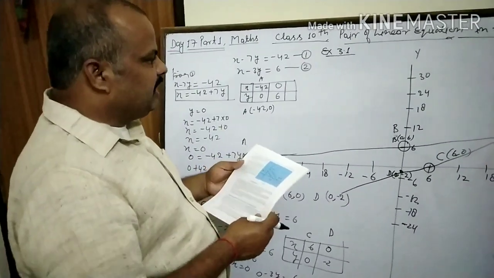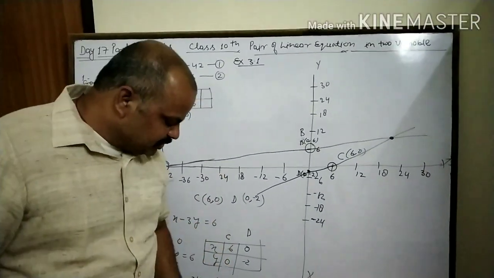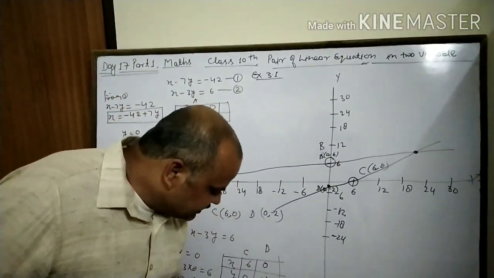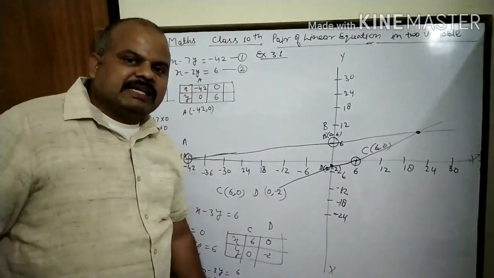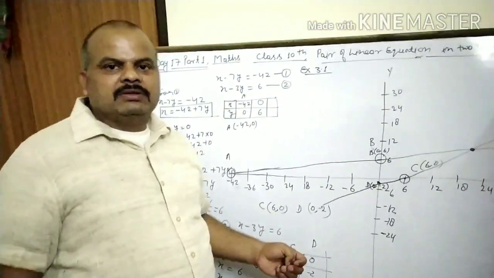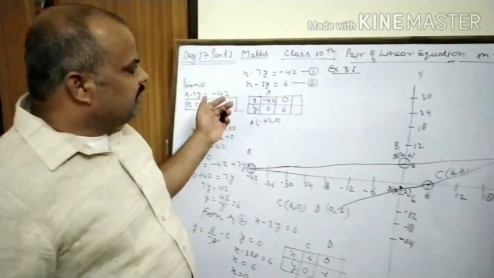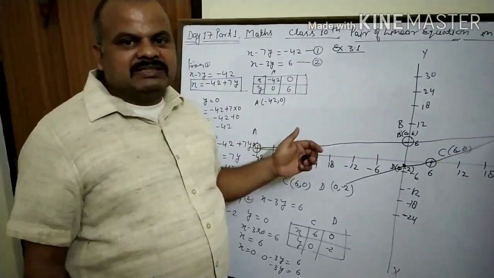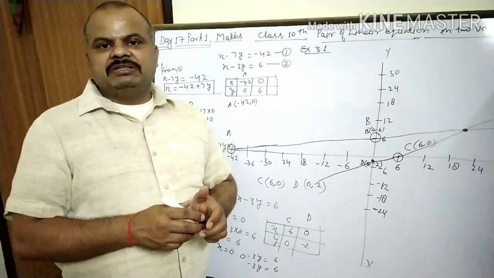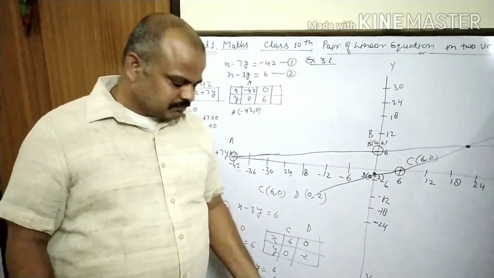Clear? By this way you can solve the same question. Then after we discuss how we can solve the question. Okay? Now in next topic we discuss how we can solve the pair of linear equations in 2 variables. Okay? Thank you.